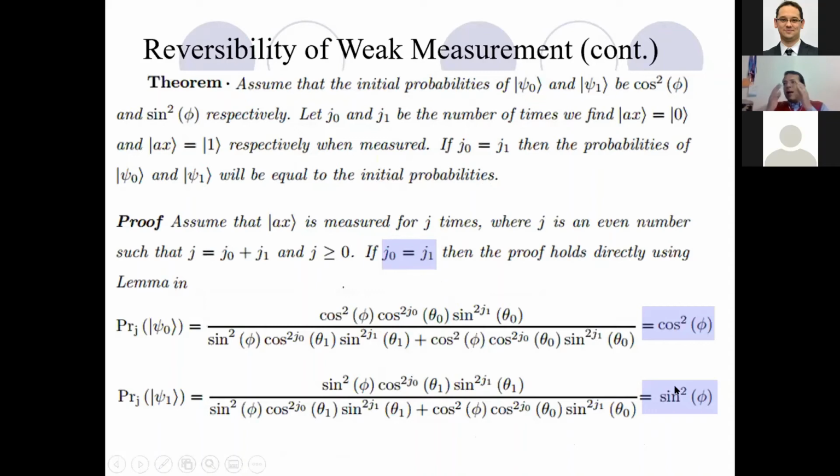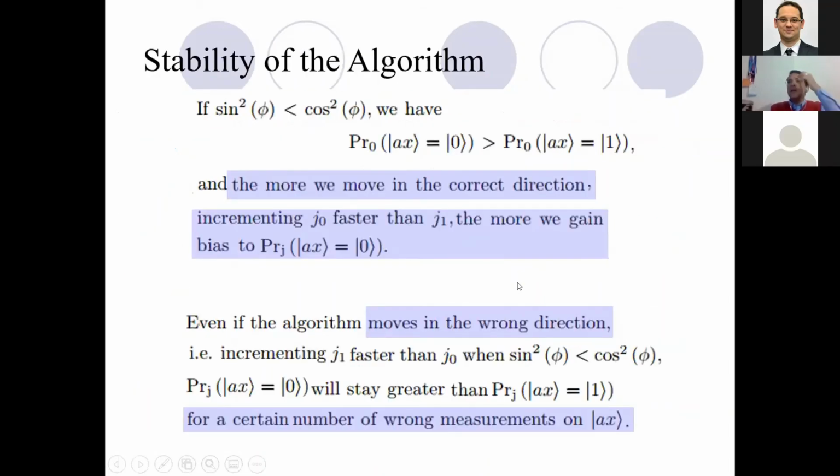So at any point when you count J0 and J1, if you find they are equal, nothing happened, nothing disturbed the unknown qubit. So this is very important to the algorithm. But this is a random walk. So a random walk can go in a wrong direction or in a correct direction.